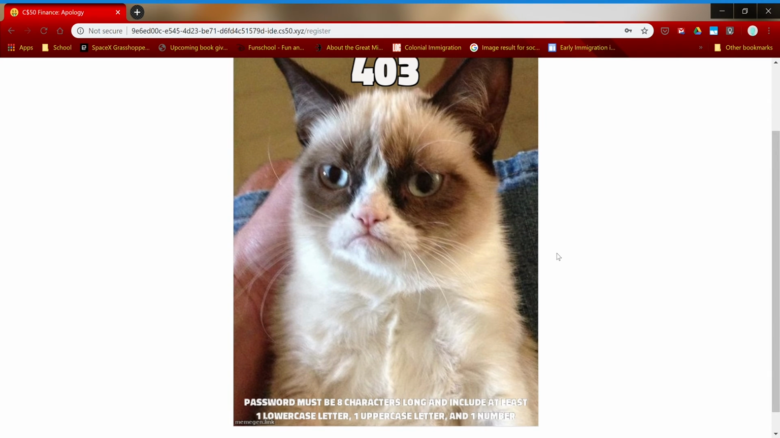Grumpy Cat doesn't seem happy, though I'm not sure they ever are. But in this case, they say password must be 8 characters long and include at least 1 lowercase letter, 1 uppercase letter, and 1 number. Alright, well, with security being paramount in a front-end web application, I decided to implement additional password checks as my personal touch. Thus, we must meet these complexity requirements when we register for an account.